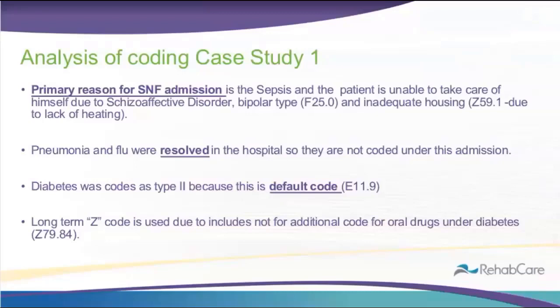The diabetes was coded as a default code, E11.9. I think I got something different in the previous slide; I'll have to look. The long-term Z code is used to identify the additional code for the oral drugs under the diabetes, so the Z79.84.